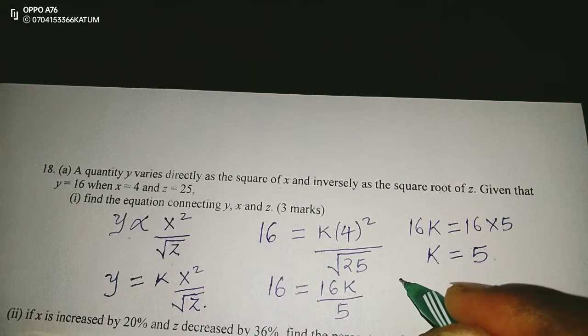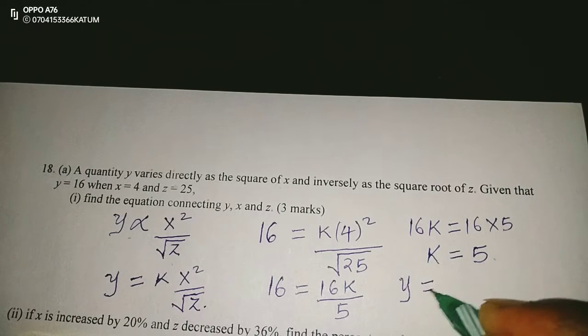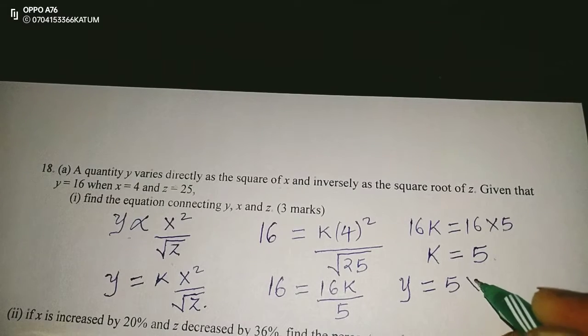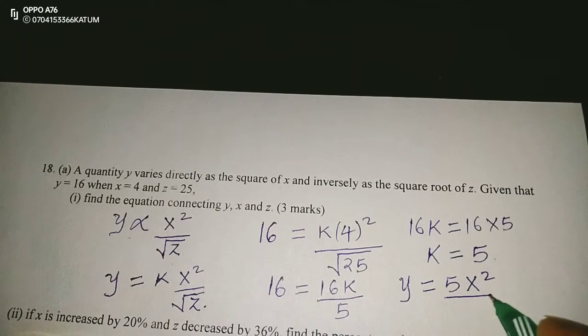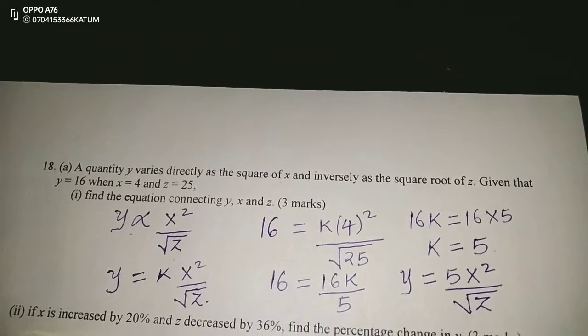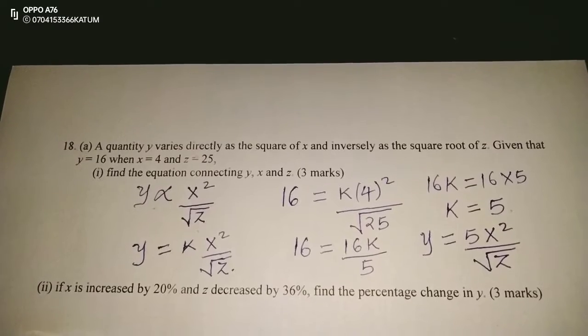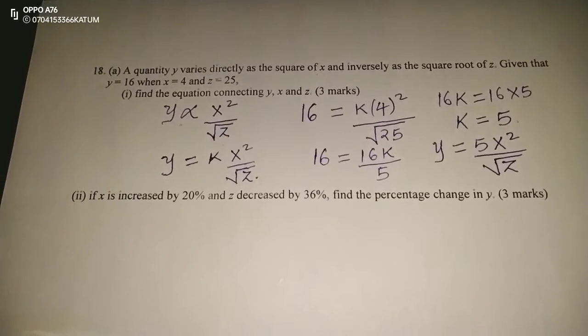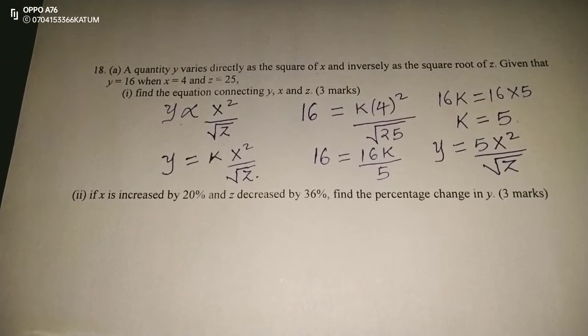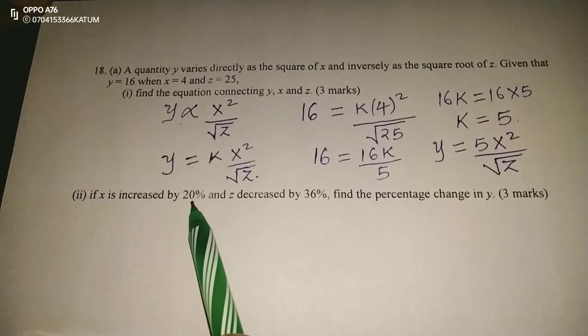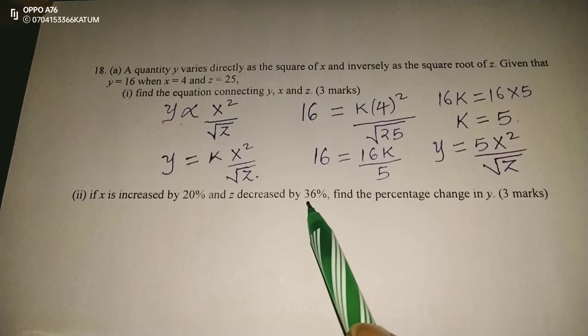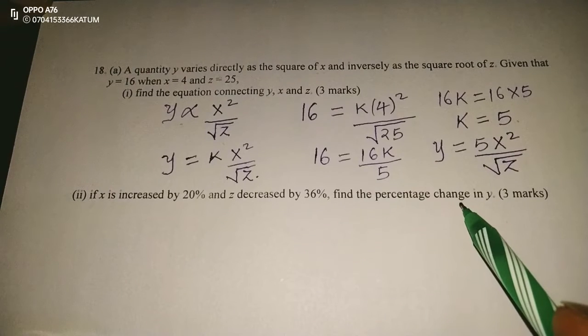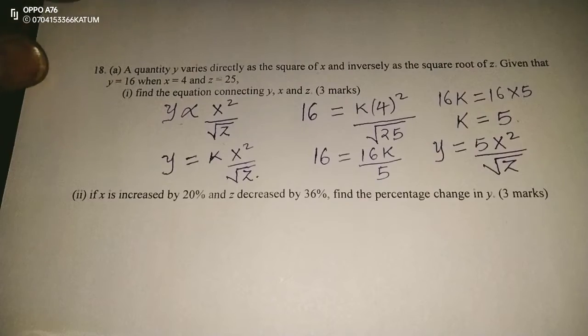So the value of y equals 5 x squared divided by the square root of z. So that is how we handle the first part on joint variations. The second part I can see is on percentage changes. If x is increased by 20% and z decreased by 30%, find the percentage change in y for 3 marks.